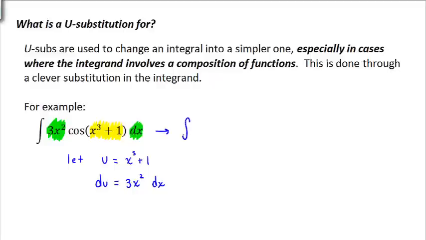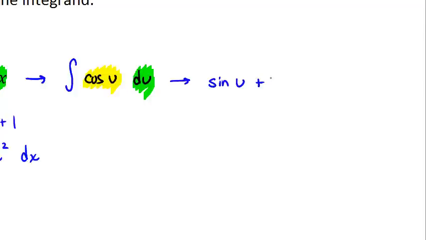We can rewrite our integral as the antiderivative of cosine u du. The cosine u came from our cosine of the stuff. The du came from the 3x squared dx. Now this is a pretty simple antiderivative to do. Antiderivative of cosine is sine plus our constant of integration. And since our integral was in terms of x, our answer should be too. So we'll just go back and swap out the u for what it really is. It's sine of x cubed plus 1, still plus our constant.